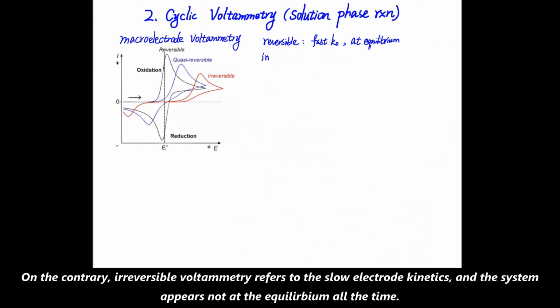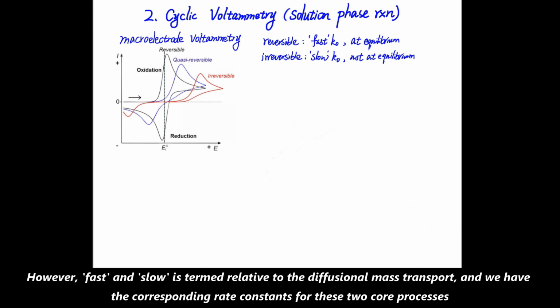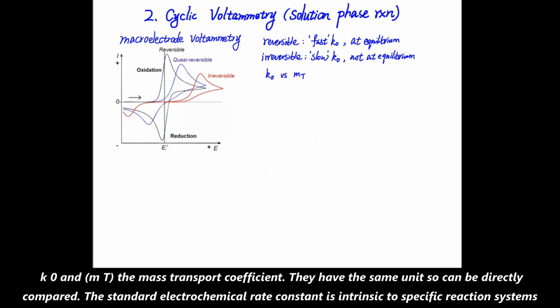On the contrary, irreversible voltammetry refers to slow electrode kinetics, where the system appears not to be at equilibrium all the time. However, fast and slow are termed relative to the diffusional mass transport, and we have the corresponding rate constants for these two core processes, k0 and the mass transport coefficient. They have the same unit, so they can be directly compared.